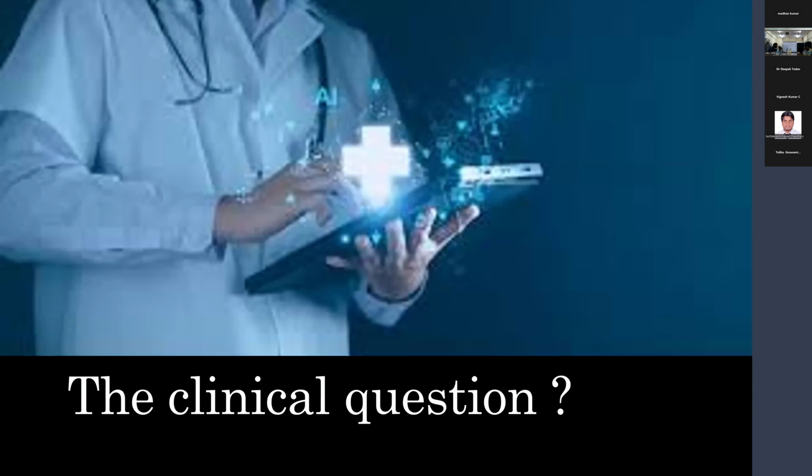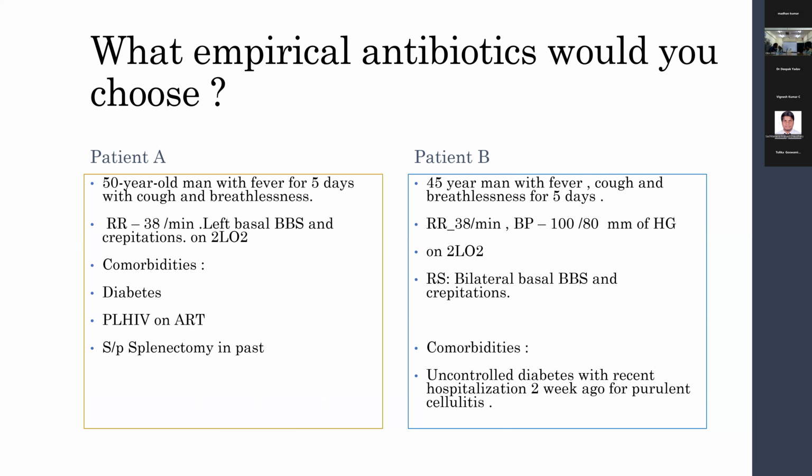Today, we will look at a case where an intervention is in question. Suppose you've got two patients, both similar, 45 to 50 years old, who have come with a short 5-day history of fever, cough, and breathlessness, with examination suggestive of pneumonia. So similar age group patients with pneumonia on oxygen with tachypnea. Patient A has diabetes. He's a person living with HIV on ART with a history of splenectomy in the past. Patient B has uncontrolled diabetes with recent hospitalization for an infection, purulent cellulitis.